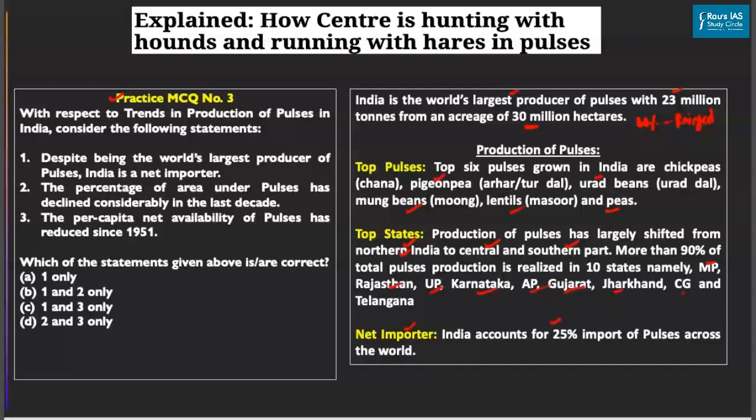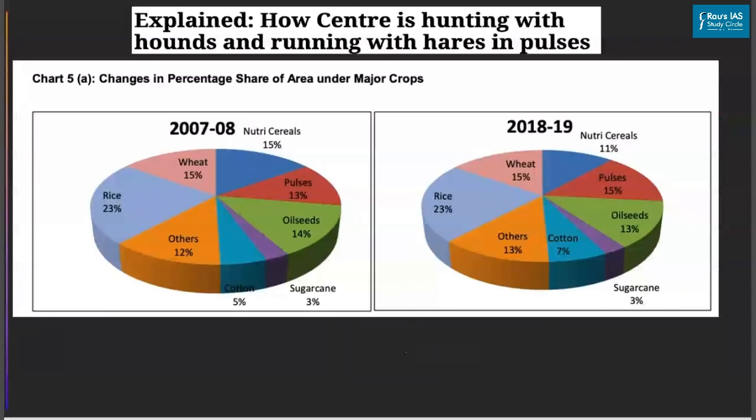So based upon this understanding, let us try to solve this particular prelims question for the practice. With respect to trends in the production of pulses in India, consider the following statements. Despite being the world's largest producer of pulses, India is a net importer, which, as we have discussed, is correct. The percentage of area under the pulses has declined considerably in the last decade. Now, this particular pie chart here shows the area under various agricultural crops in the last one decade, that is from the year 2007-8 to 2018-19.